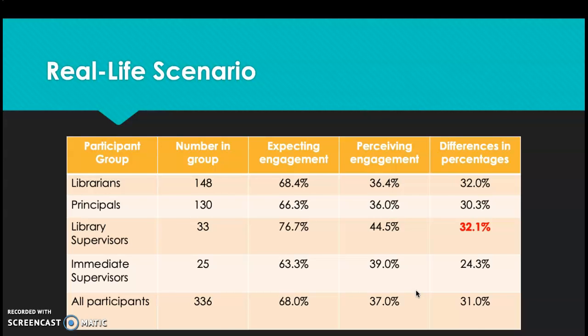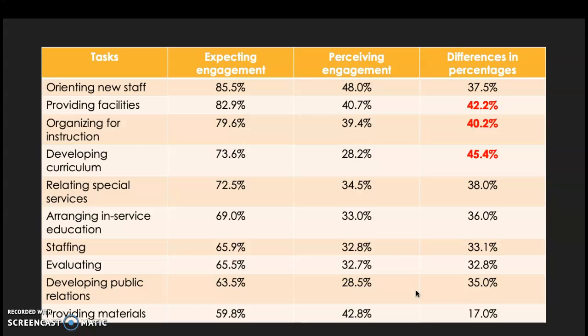What does this all mean? In observing tasks expected of a library supervisor, the three largest differences in engagement were for the following areas: providing facilities, organizing for instruction, and developing curriculum. These three facets of a library supervisor's job responsibilities are often seen as belonging to either teachers and administrative members, whereas other tasks might be seen as rightfully assigned, but perhaps not understanding or witnessing these tasks firsthand. Ideally, all tasks should be firmly established within and between library departments.